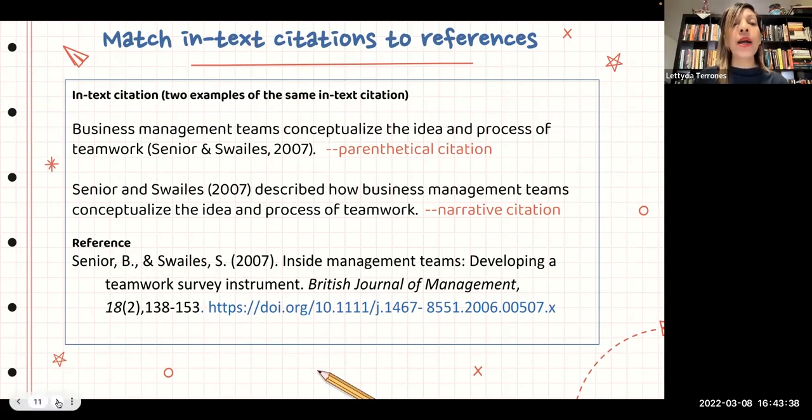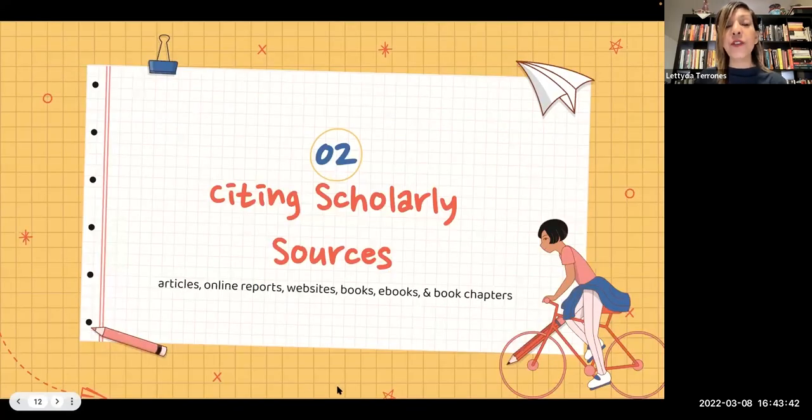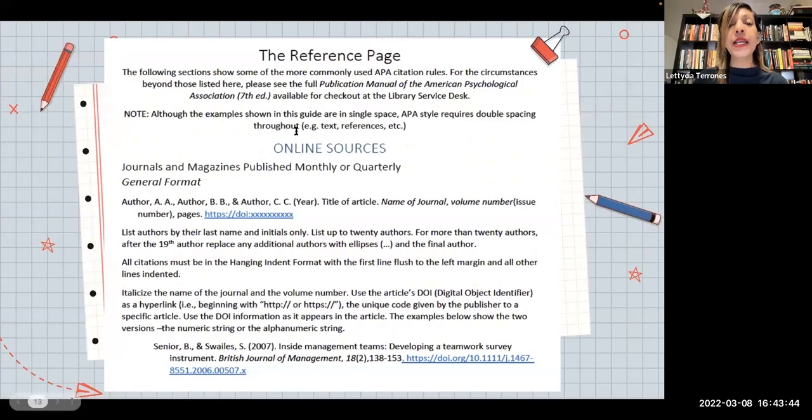So let's take a deeper dive. Now, in a second, I'm going to drop into the chat the link to this page. The librarians at Cal State L.A. have created an easy APA quick guide for you. This is actually a picture of it. I'm going to make sure to add that into the chat in a second.